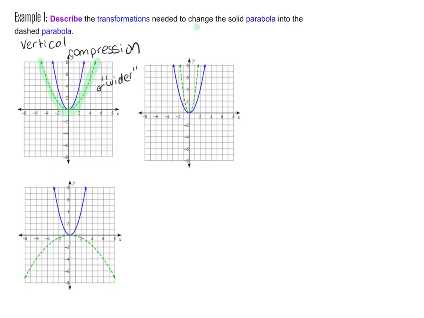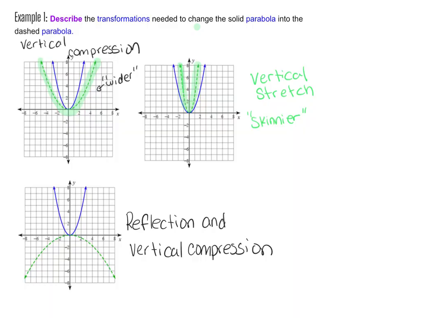In my next image, we are getting skinnier. So because we are getting skinnier, we can call this a vertical stretch. It's being pulled up. In my last image, we have two things happening. So my parent function is in blue, but now it's flipped upside down. So the fact that it's flipped upside down creates a reflection, but it also got wider. So that means it's a vertical compression as well. And in order to find these words, I kind of just went back to look at what each word meant.